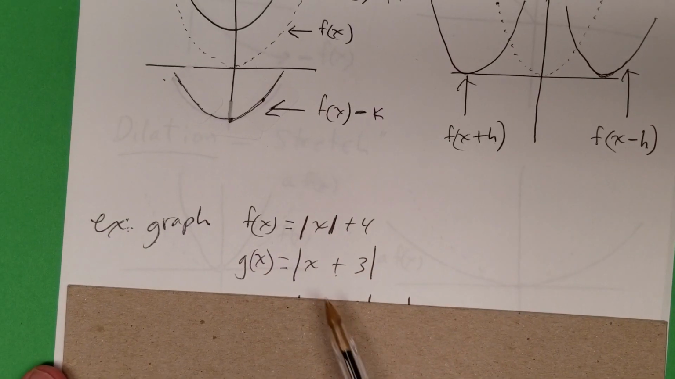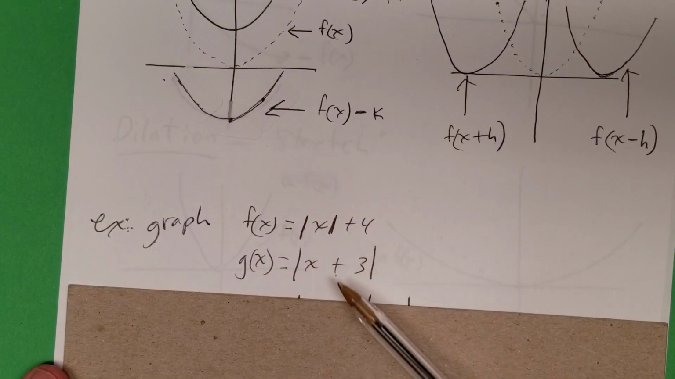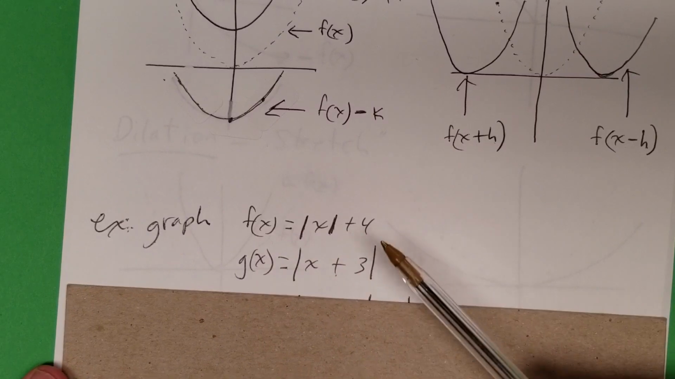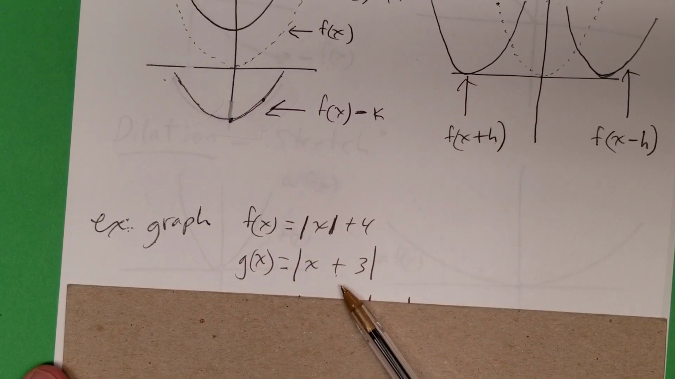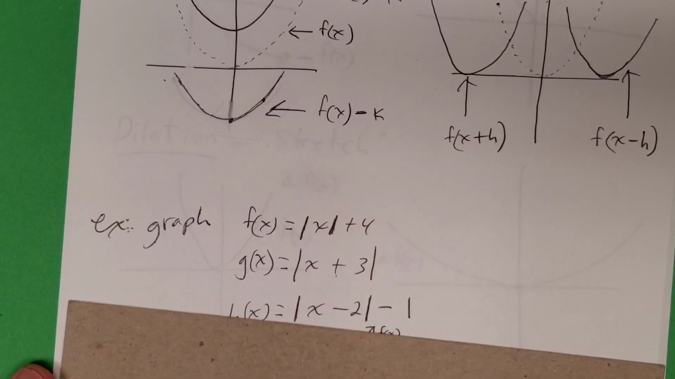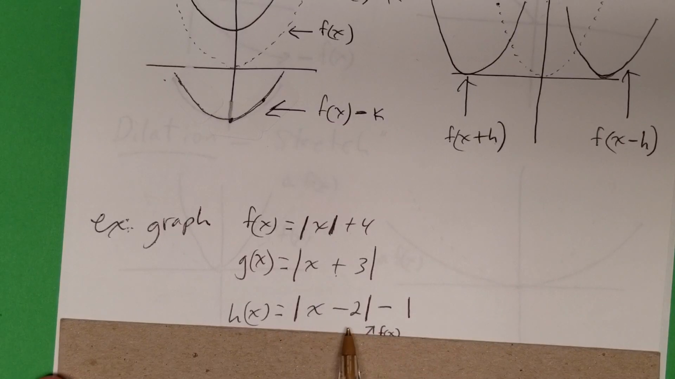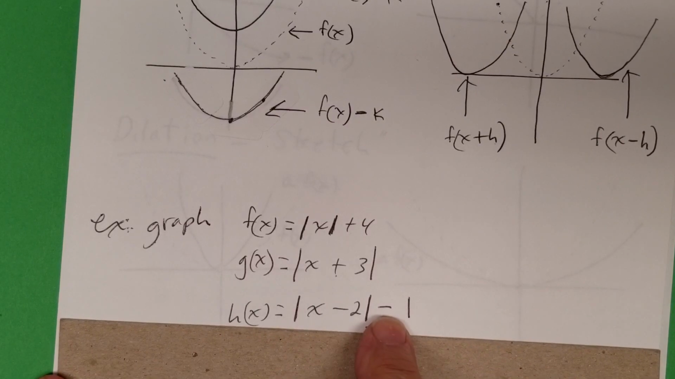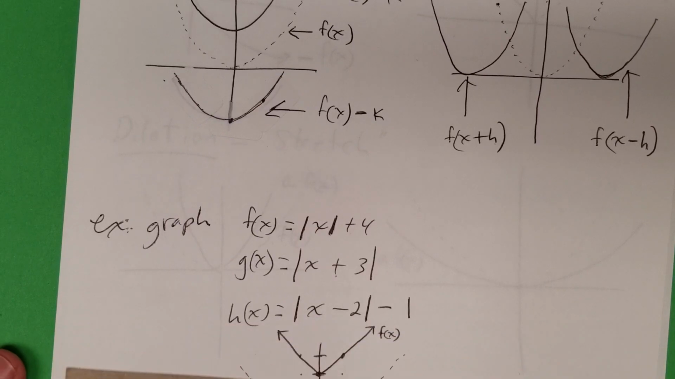How about this one? X plus 3, but the plus 3 is on the inside. Would that be slide up, down, or left, right? That would be left, right. And by the way, it's left. Remember, we just talked about that. How about if you do both? Well, then you do both. You slide down 1 and over 2.